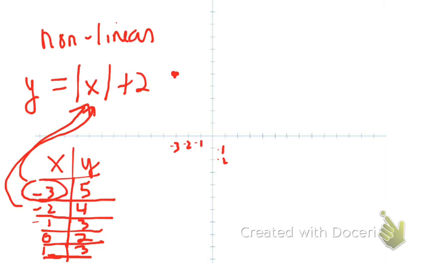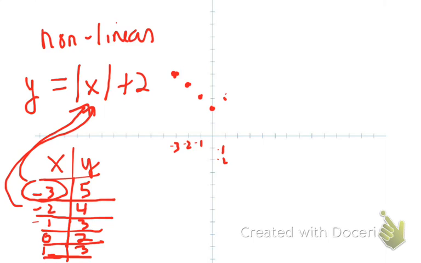Okay. And negative 2, 4. That's going to be right about here. Negative 1, 3 is going to be right about here. 0, 2 here. 1, 3 is right here. Oops, pen's getting fussy.